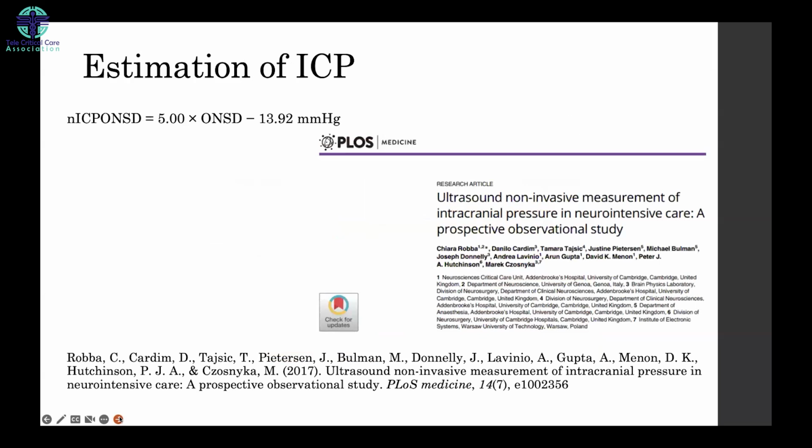So this study has been published in PLOS Medicine Journal, where they have tried to estimate intracranial pressure by using the optic nerve sheath diameter value which we have obtained. The usefulness of this might not be much in accurately detecting it, but it gives us an estimation of ICP when we know that there is a clear-cut increase in the intracranial pressure. And this will help us to escalate or de-escalate our therapies, and this becomes a non-invasive way of estimation of the ICP.